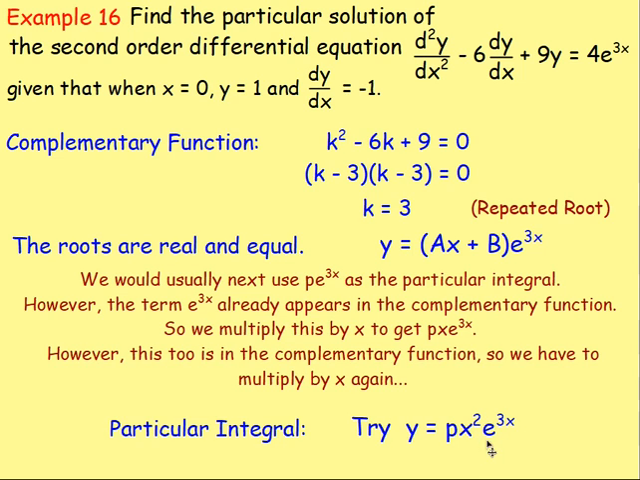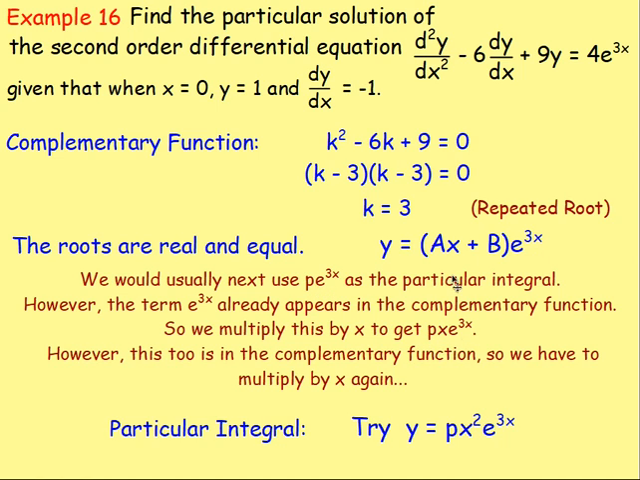If you didn't notice this and just went through with p e to the power of 3x, you'll find it doesn't work. If you multiplied by x and got px e to the power of 3x, again you'll find it doesn't work. It's absolutely fine to do that, it just wastes a little time. Look at the complementary function and just see if the particular integral that you're choosing already appears. So here something e to the power of 3x is already there, so that won't work.